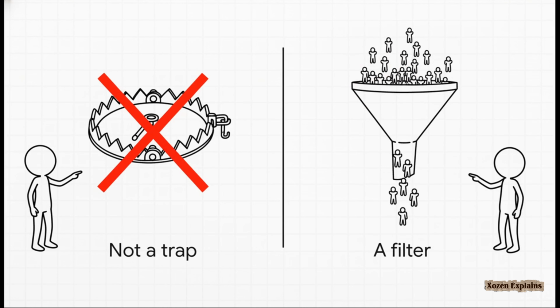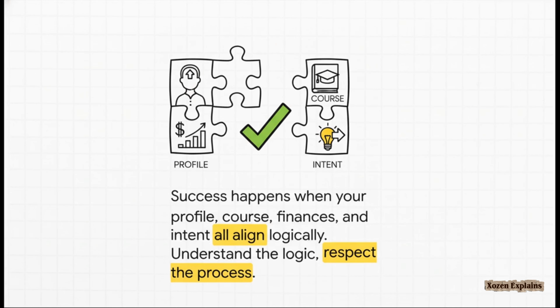In summary, it is critical to view the genuine student requirement in the correct way. It is not a trap designed to catch you out. It is a filter designed to ensure the integrity of the student visa program. Ultimately, a successful application is one where every single element, your personal profile, your course choice, your finances, and your stated intentions, all align into a single logical narrative. To succeed, you must understand this logic and respect the process.